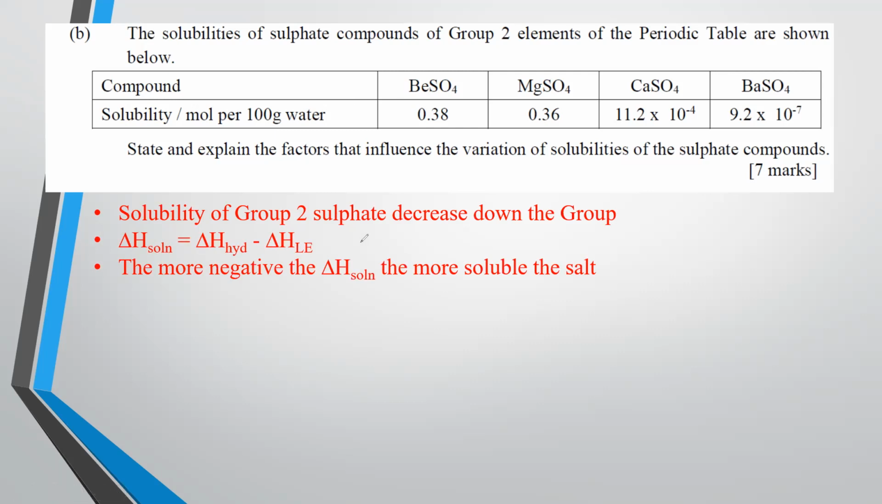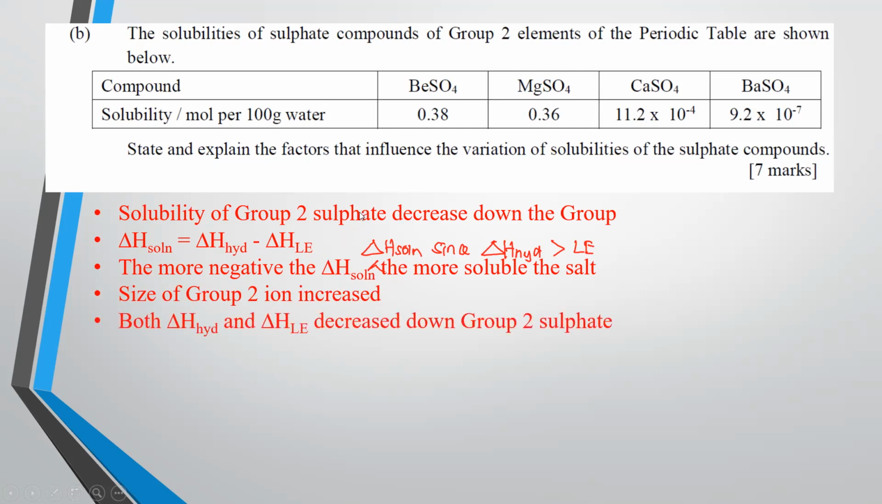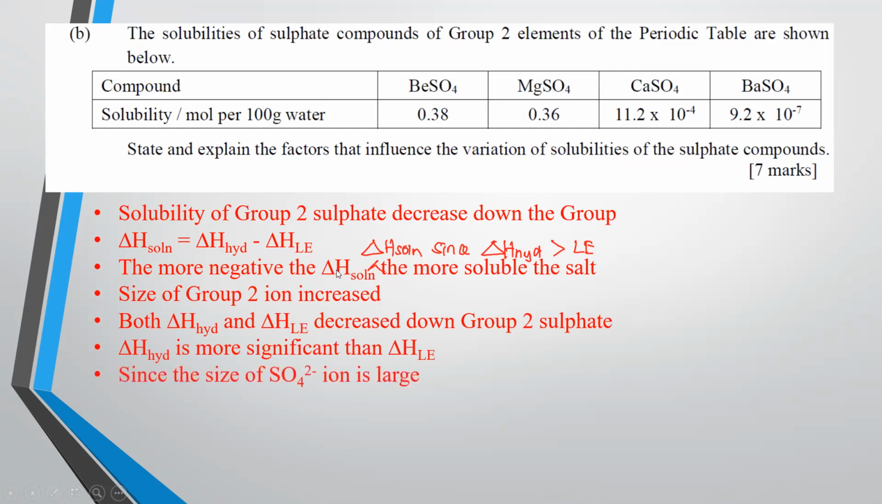Or you can also write that in here, I would personally more recommend if you write that enthalpy change of the solution is negative since the enthalpy change of the hydration is greater than the lattice energy, making the salt more soluble. Okay, so this is something that you might want to add, and then only then you start to say that the size of the group 2 ion increases when going down the group. So both hydration and lattice energy decrease down the group 2 sulfates. However, the decrease of the hydration is more significant than the lattice energy due to the large size of the sulfate ions in here.